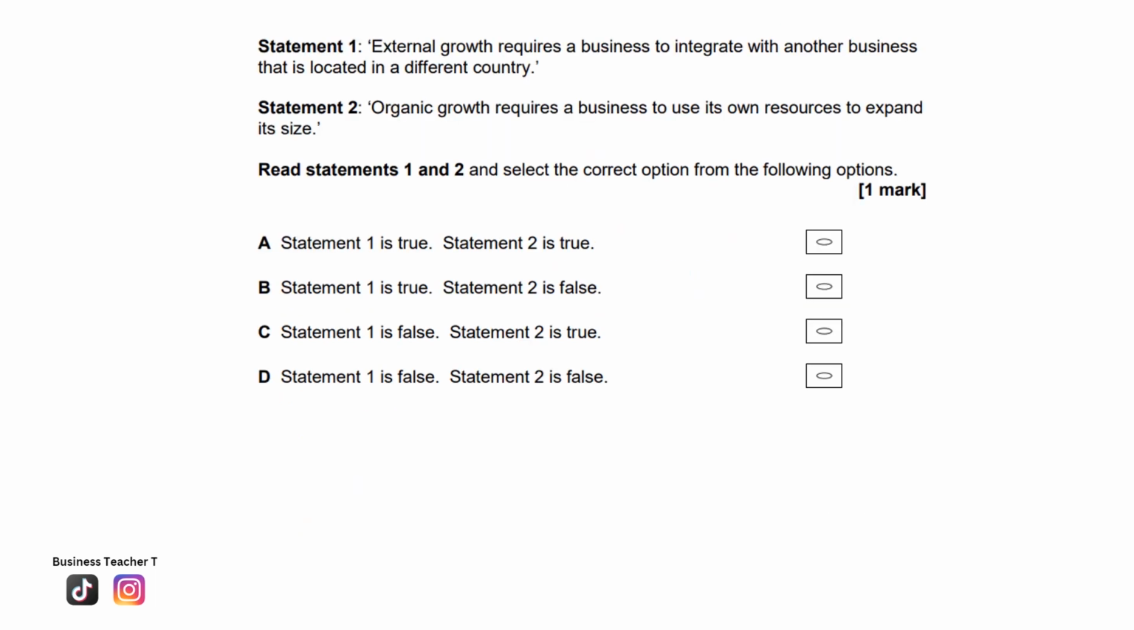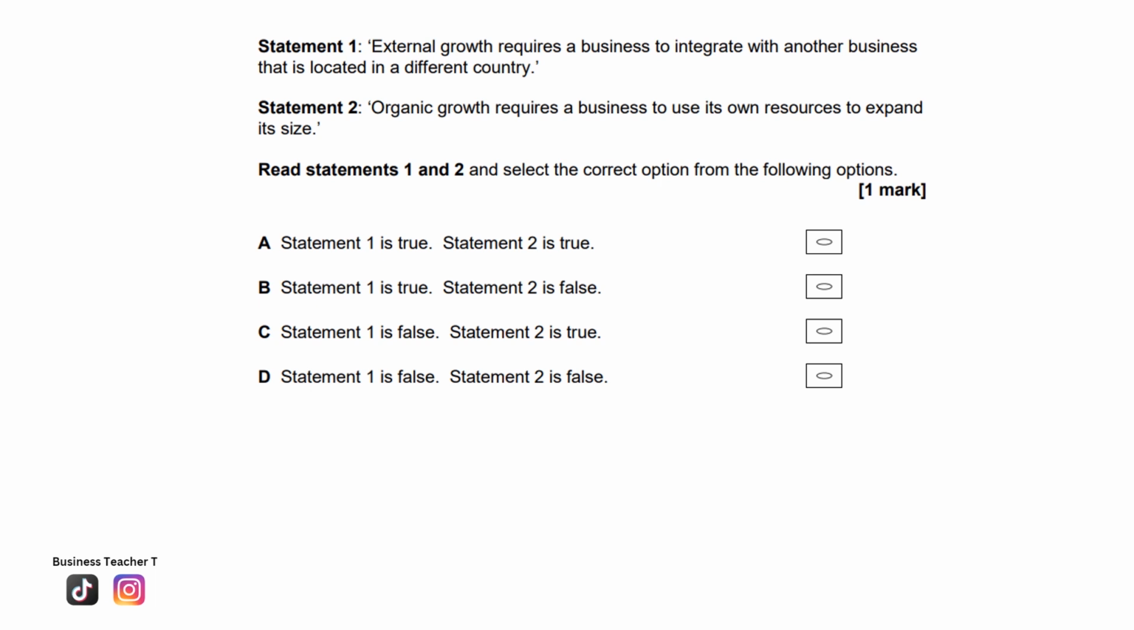Our next question. Statement 1. External growth requires a business to integrate with another business that is located in a different country. Statement 2. Organic growth requires a business to use its own resources to expand its size. Read statements 1 and 2 and select the correct option from the following options.